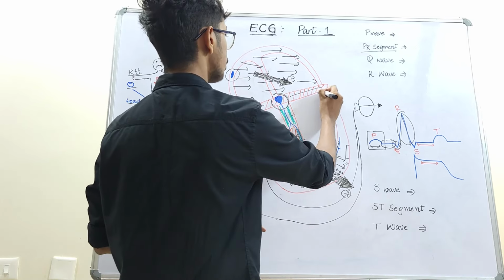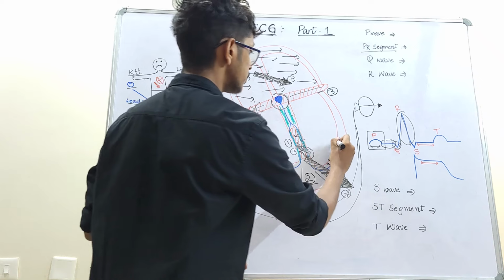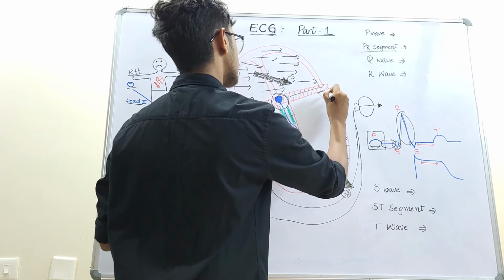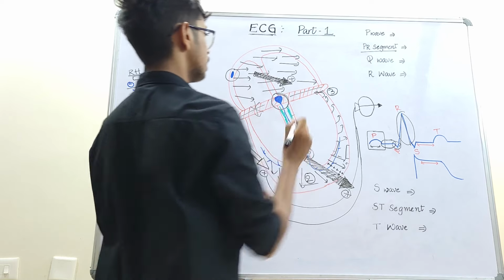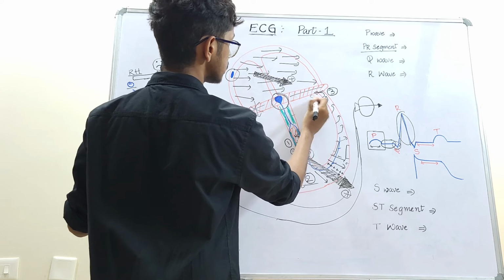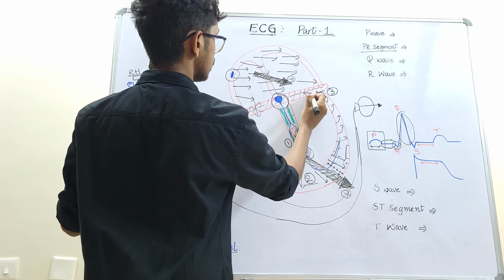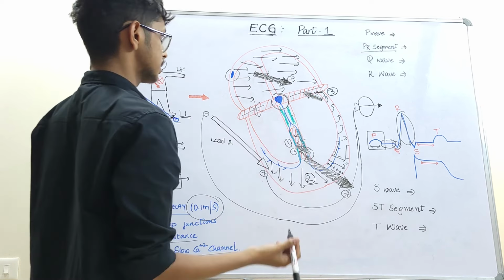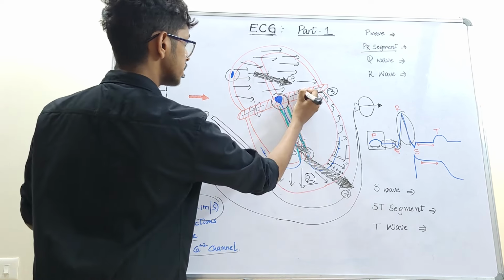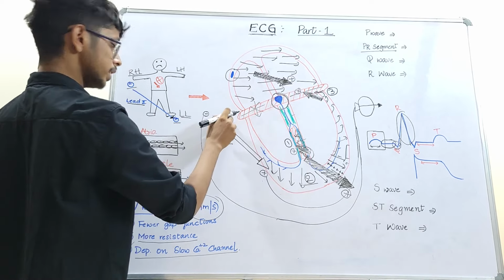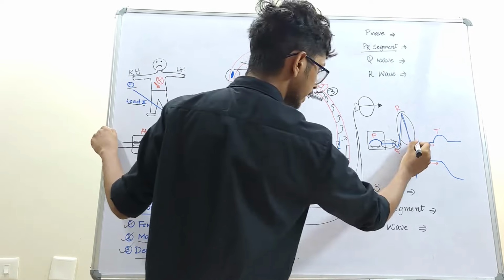Finally, we come to the depolarization of the basal part. This part of the ventricle depolarizes. When the currents are reaching the basal part of the ventricle, the current direction will be like this. The electrical vector will be like this. So this is going away from the positive, towards the negative. So we will get a negative wave.